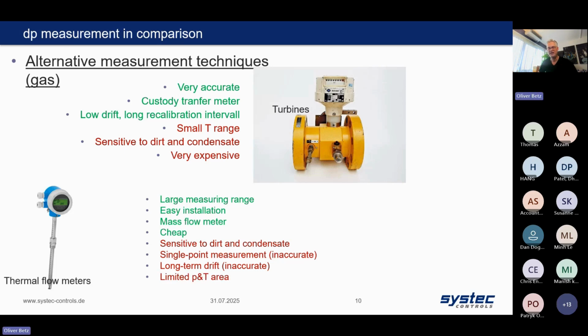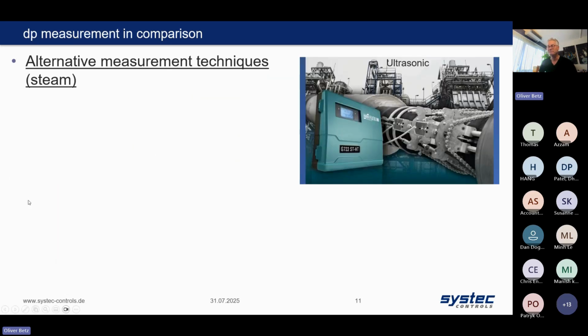And compared to at least DP meters, they have a limited pressure and temperature area where they can be used. Okay, this was the comparison for gases. Let's look at steam. A very modern technology, which is nowadays often of interest for people, is ultrasonic clamp-on.